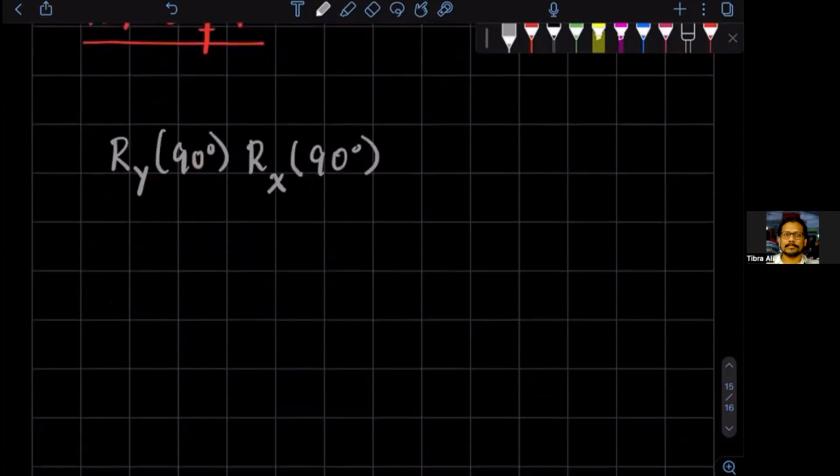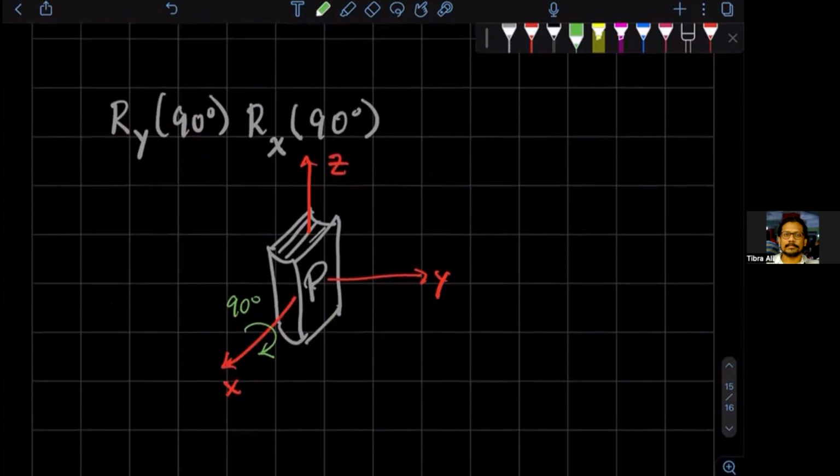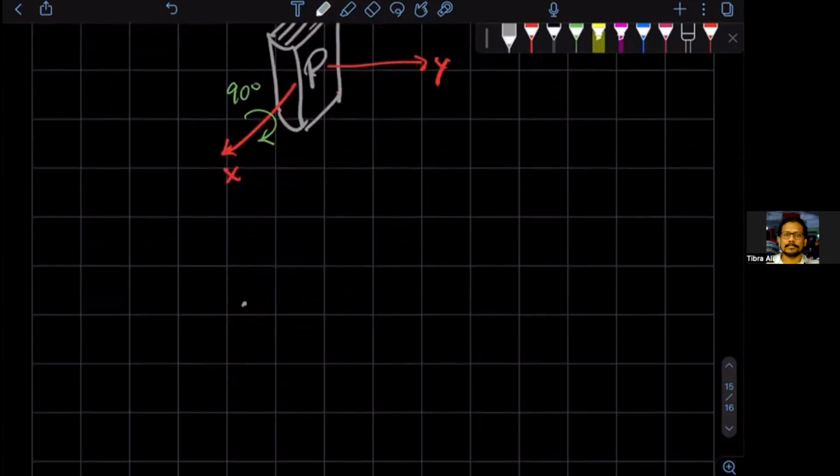So, let's take a book, okay? So suppose we have a physics textbook, and this is the y-axis, this is the x, and say this is the z-axis, and first, we are going to do a rotation, suppose in that direction by 90 degrees. So if I do this, then the book goes to this configuration.